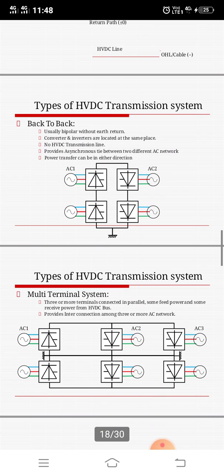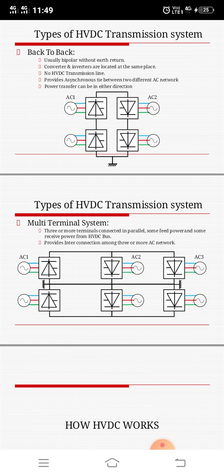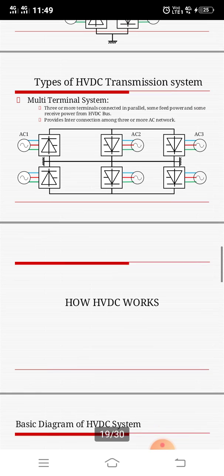Okay, next topic is multi-terminal system. The multi-terminal system has a larger number of converters and inverters, that means rectifiers and inverters, three or more terminals connected in parallel. Some feed power and some receive power from the HVDC bus. These multi-terminal systems provide interconnection among three or more AC networks, with various rectifier stations and various inverter stations. Along with this connection, it suits relevant places like seashore areas, hill stations, and rural areas. So in these kinds of areas, this multi-terminal system is most preferred.